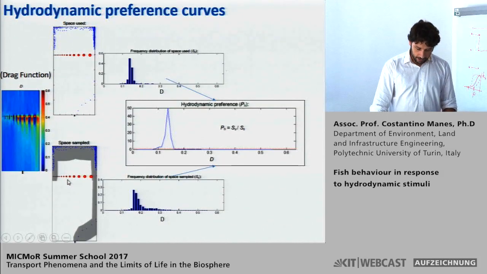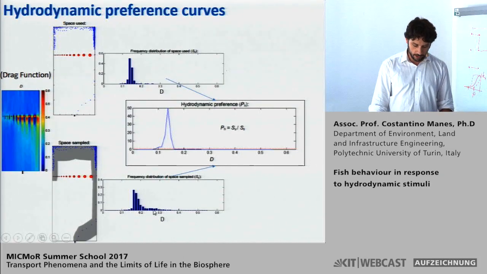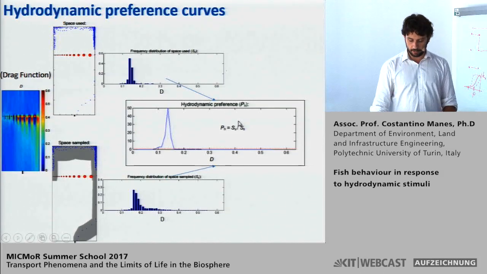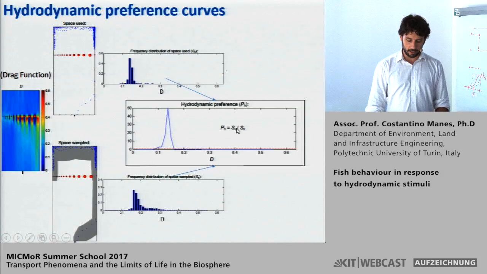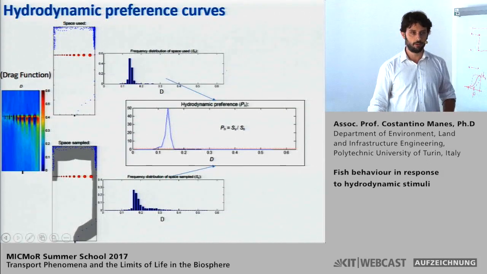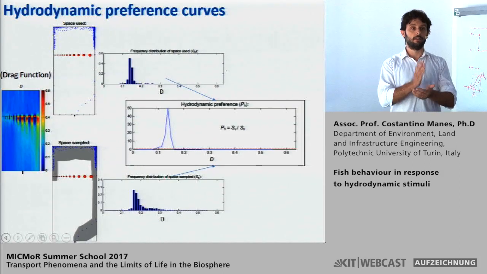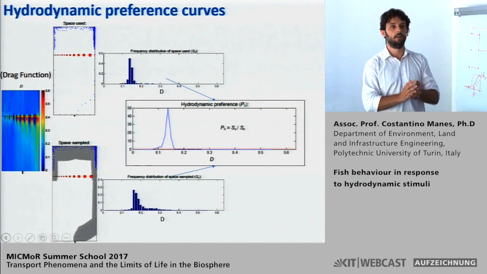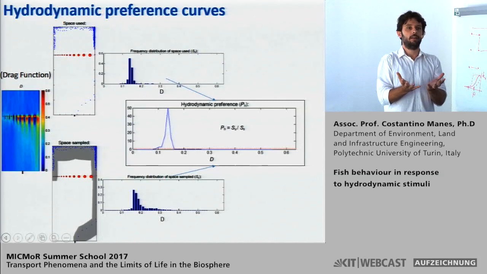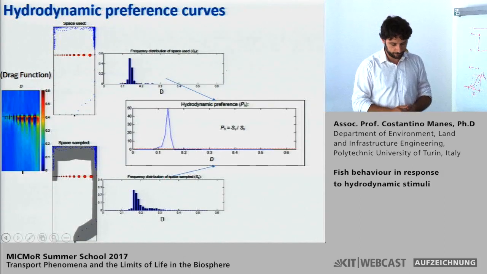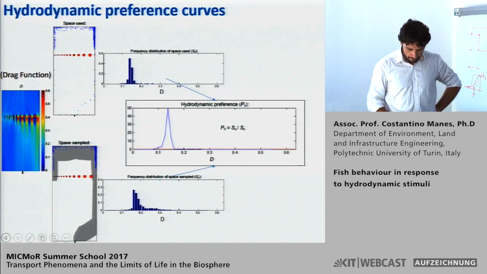Then we did exactly the same for how this drag function was distributed within the space sampled. Hydrodynamic preference was just defined as the ratio between space used and space sampled, just to reflect the fact that we can only define the preference the fish showed within the hydrodynamic environment he managed to sample, to feel. That was the idea.